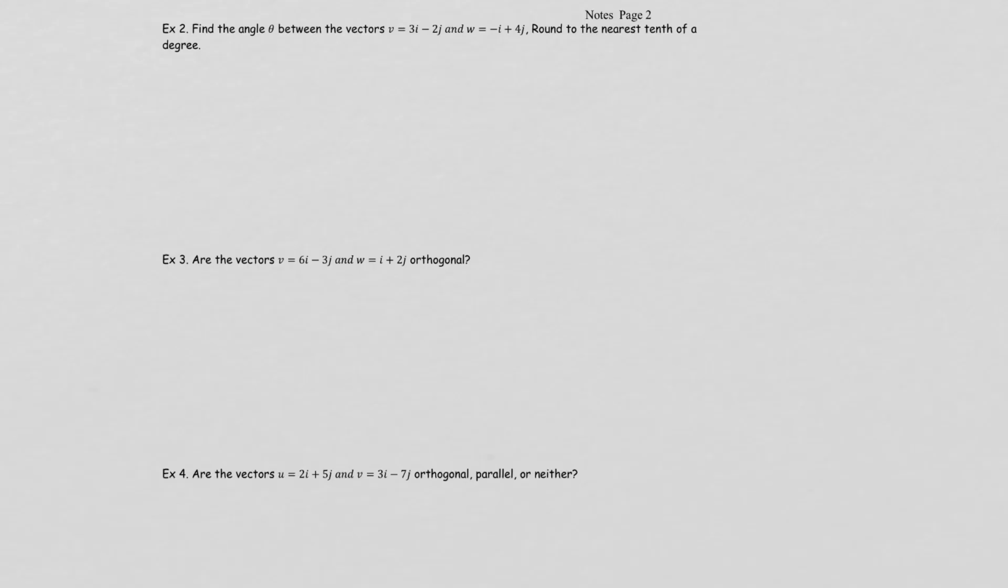Example 2, find the angle theta between vector v and vector w, rounded to the nearest tenth of a degree. So if we wanted to look at the picture of how vector v and vector w look like, where your vector v is right there, which has x value 3, y value negative 2, right? And vector w, x value negative 1, y value 4. So this is going to be the vector.